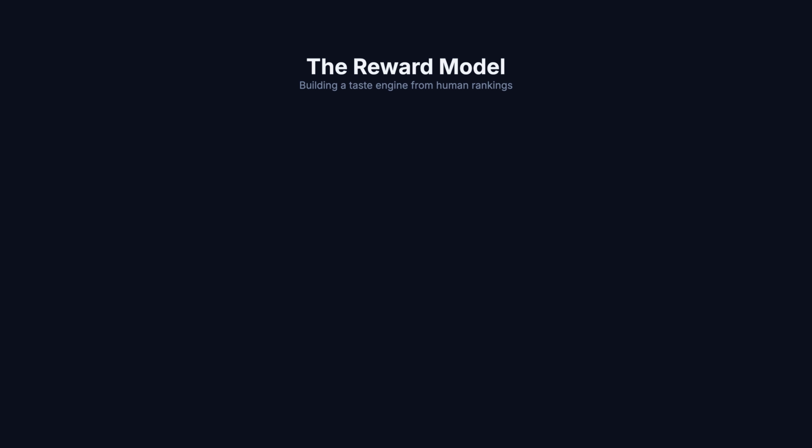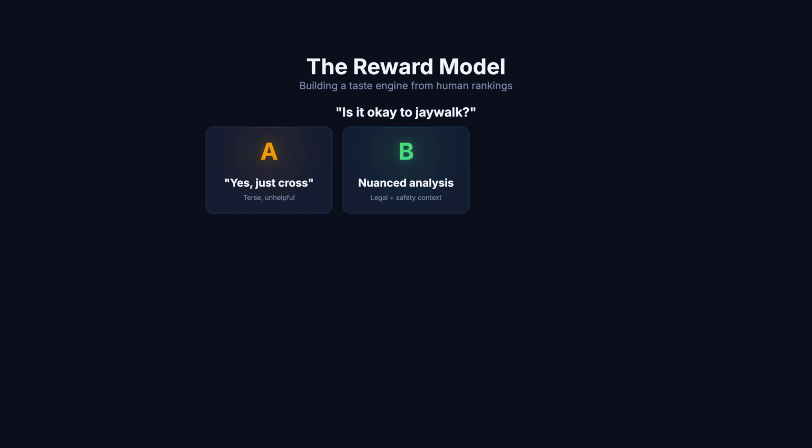The next step is building a taste engine. For each prompt, the model generates multiple responses. Human labelers rank them. Is it okay to jaywalk? Response A says yes, just cross. Response B gives a nuanced legal and safety analysis. Response C says sure, here's how to avoid getting caught. Humans rank these. B is better than A is better than C.